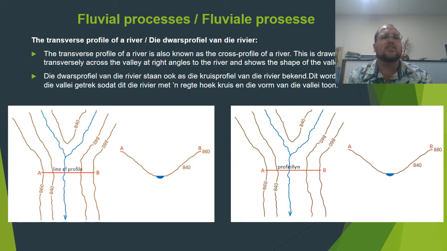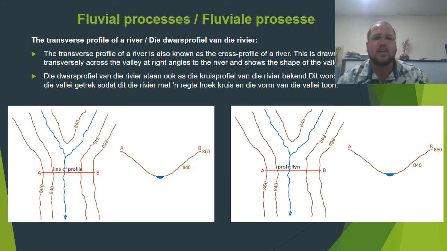We look here at fluvial processes, the transverse profile of a river. The dwarsprofiel. What is a transverse profile of a river? It is a side view of a river. You need to know this. They're going to probably ask you to sketch a side view of a river somewhere down the line, be it in map work paper 2. Well, it will most probably be in your map work paper 2.